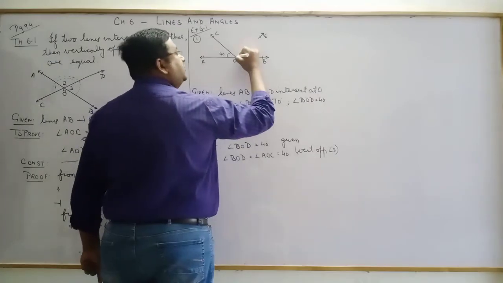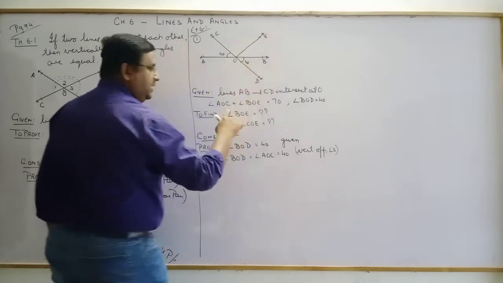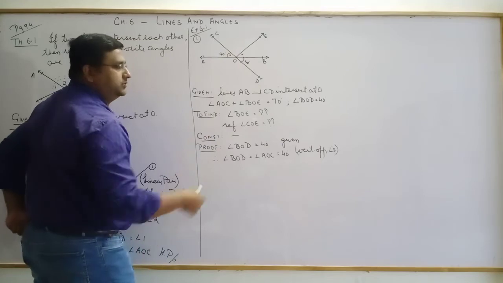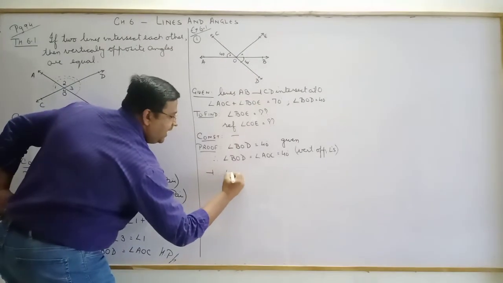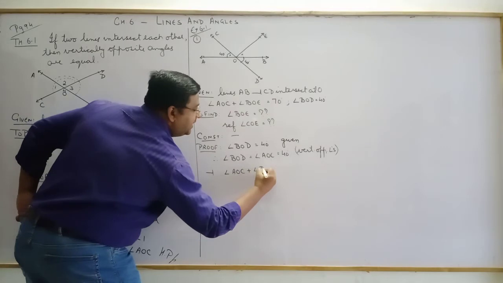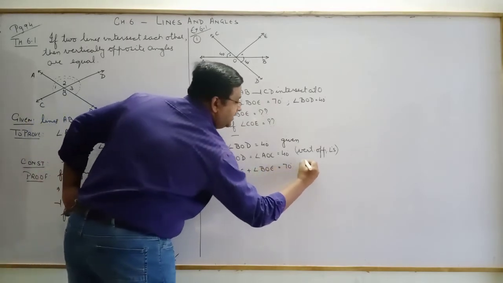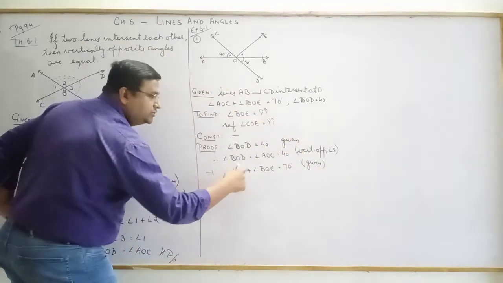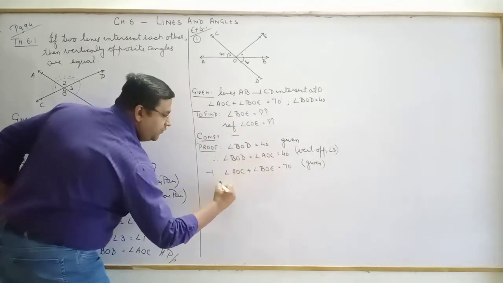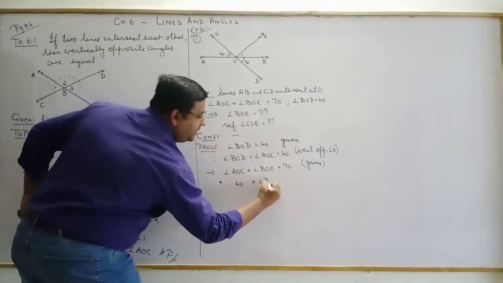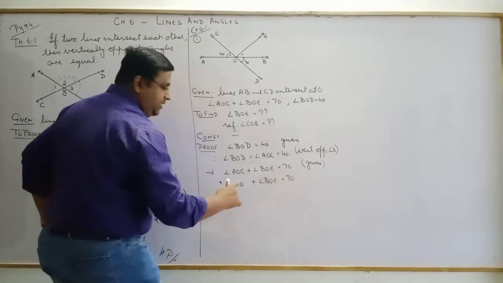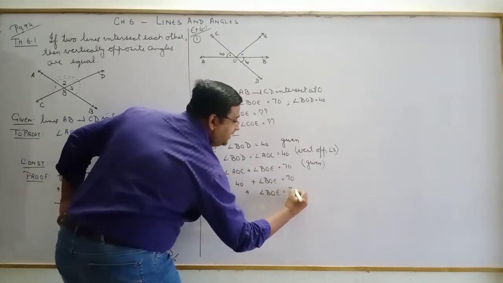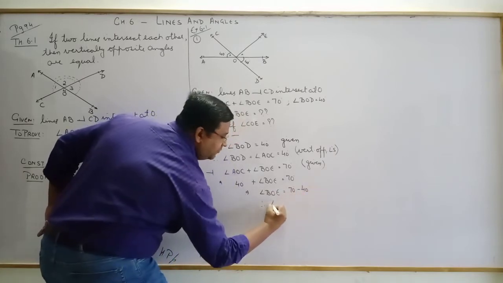Then one more thing was given: angle AOC plus BOE. These two angles give the sum how much? 70. Angle AOC plus angle BOE is equal to 70. That is given to us in the question. How much is AOC? We have just calculated how much? 40. So 40 plus angle BOE is equal to 70. Plus 40 comes over here, minus 40. So angle BOE is equal to 70 minus 40. 70 minus 40 is how much? 30.